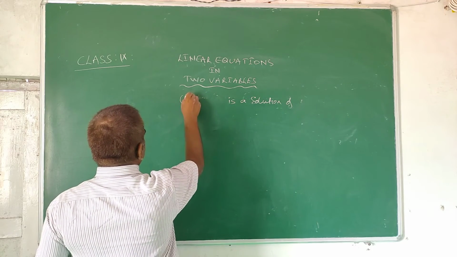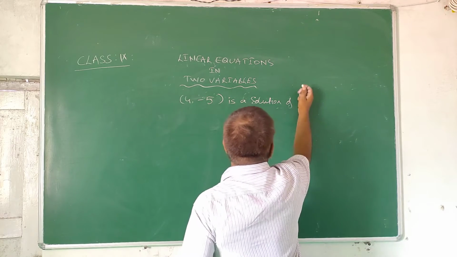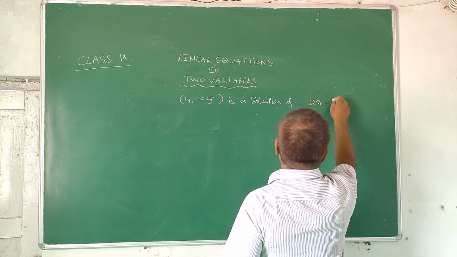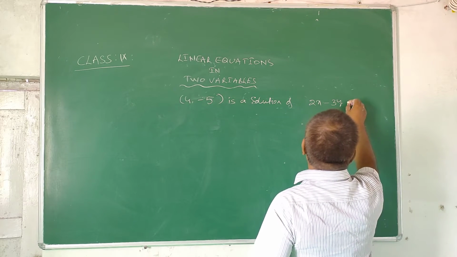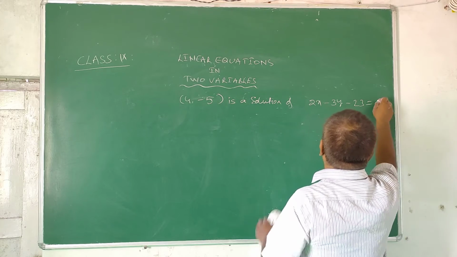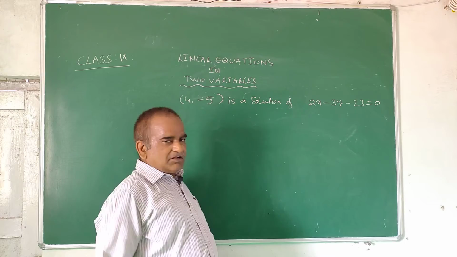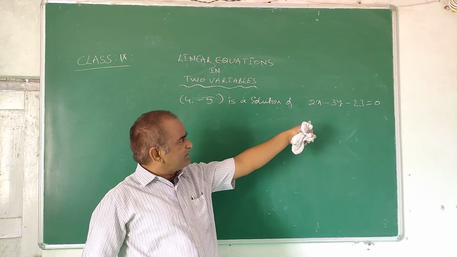Check whether (4, -5) is a solution of 2x - 3y - 23 = 0. So check whether (4, -5) is a solution of this equation.